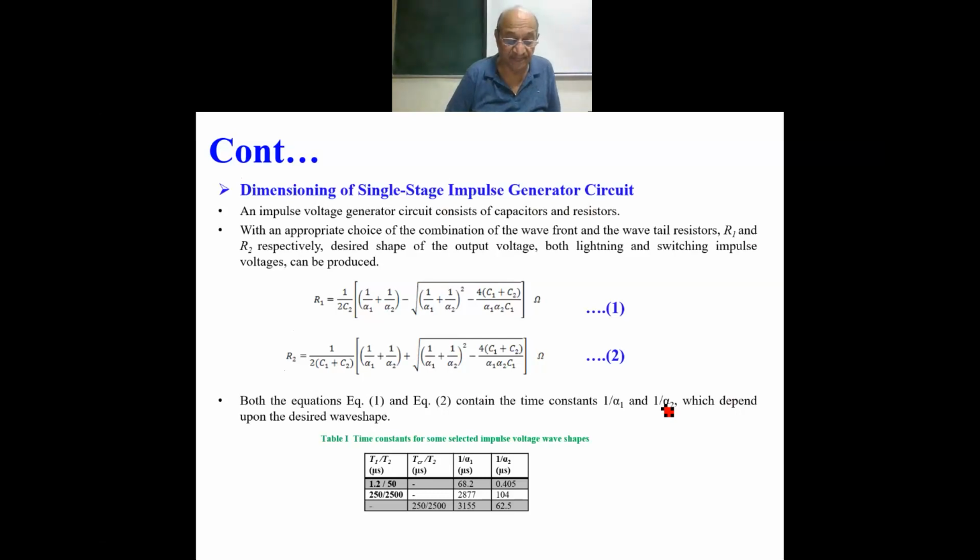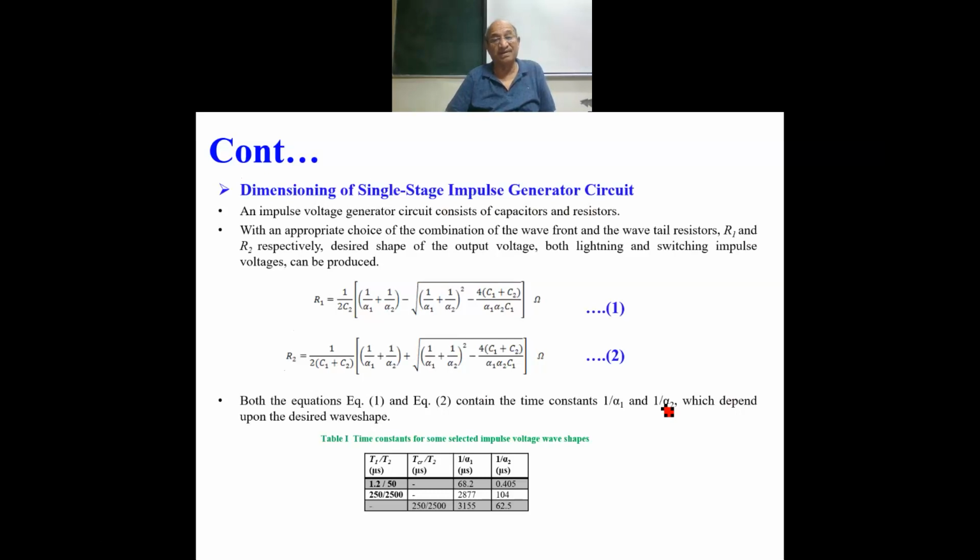As you can see here, an impulse voltage generator circuit consists of capacitors and resistors only. And with an appropriate choice of the combination of the wave front and wave tail resistors, that is R1 and R2, the desired shape of the output voltage, both lightning as well as switching impulse voltage, can be produced.